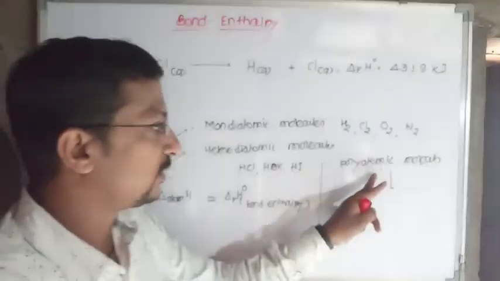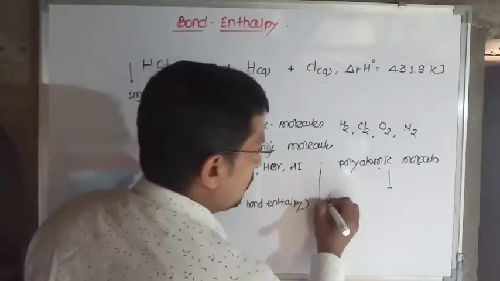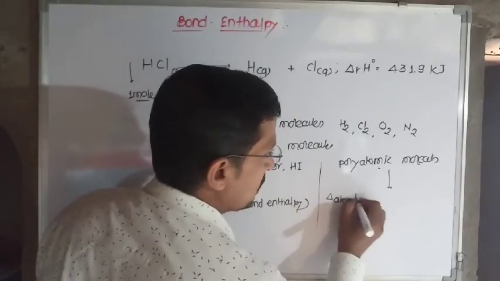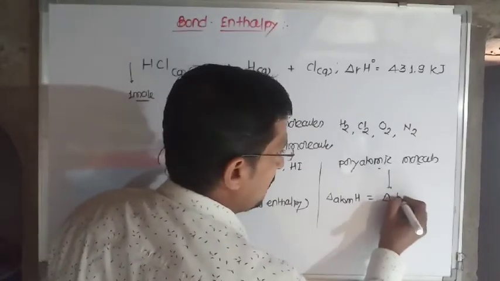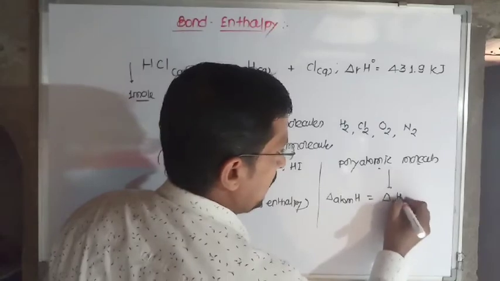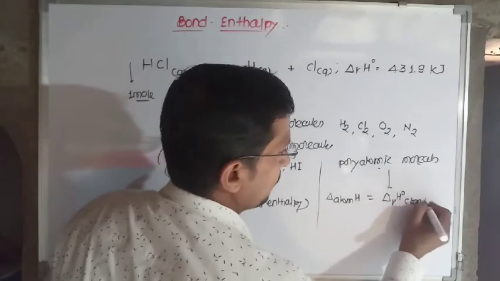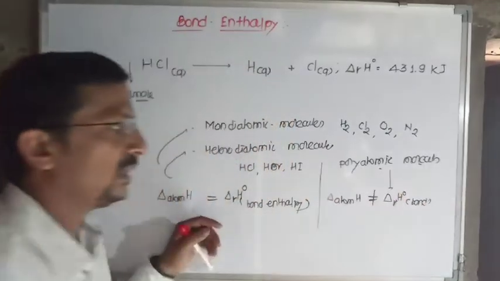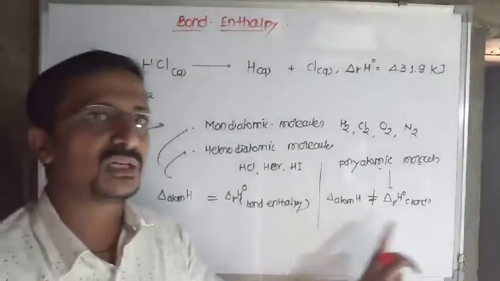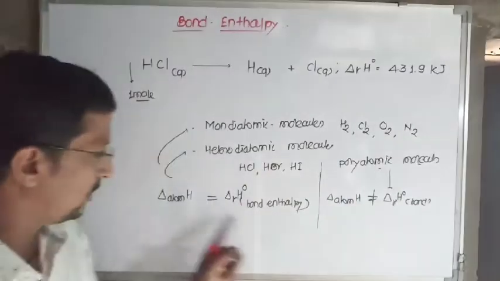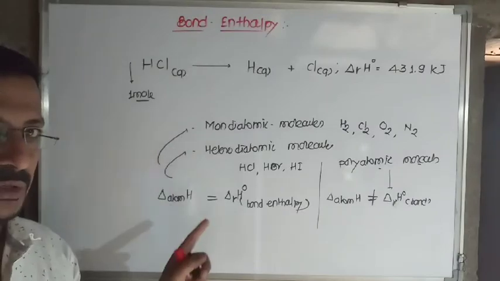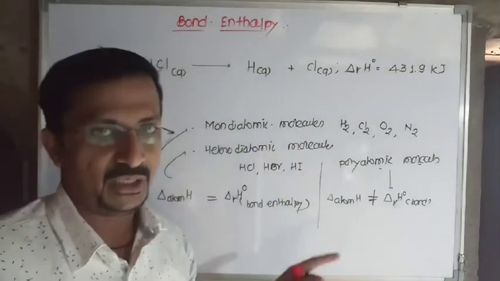So for polyatomic molecules, the enthalpy of atomization is not exactly equal to delta rH naught of bond. For polyatomic molecules these two values are different from each other, but these two values are the same for diatomic molecules, whether monodiatomic or heterodiatomic.